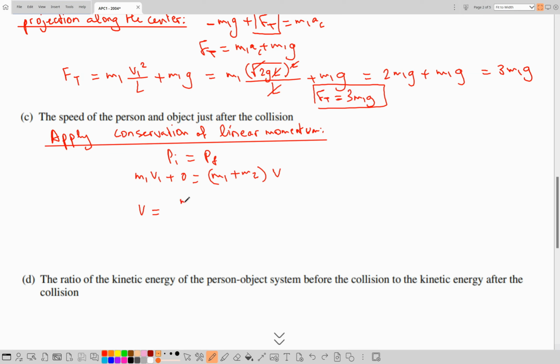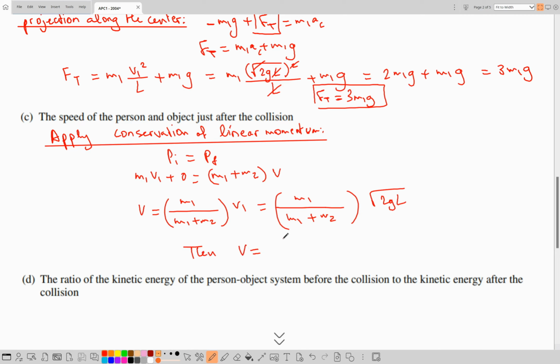Now v would be given by a fractional mass, m1 divided by the total mass, multiplied by v1, and we know that at this stage v1 is given by radical 2gL. So then the speed of the system consisting of the person and the object after collision is given by m1 divided by m1 plus m2 multiplied by radical 2gL.